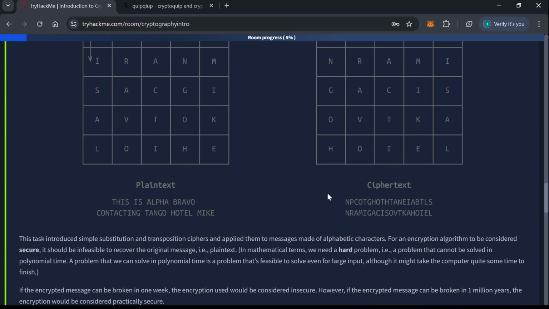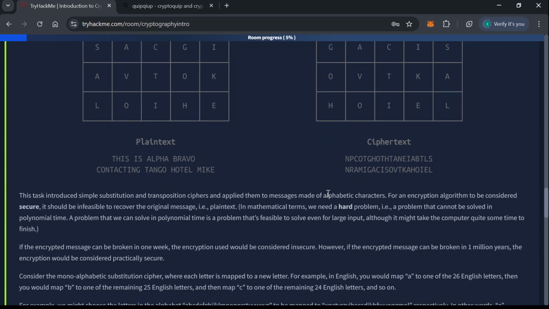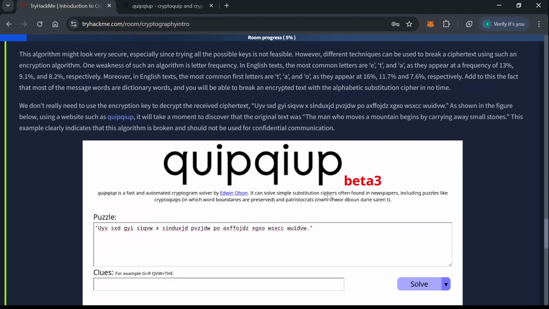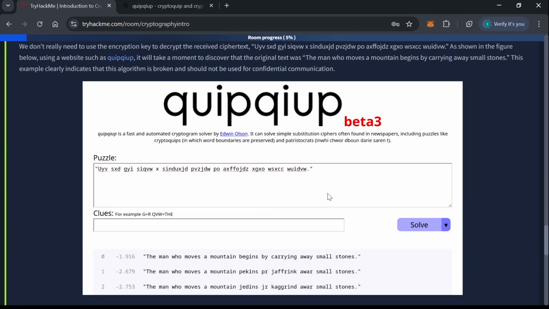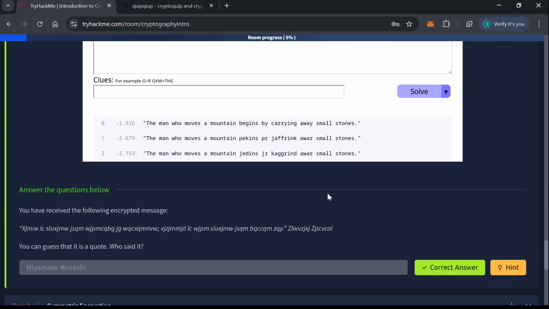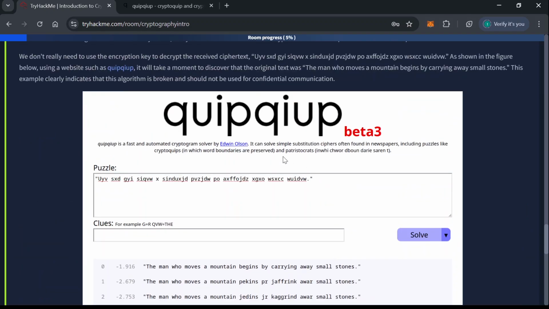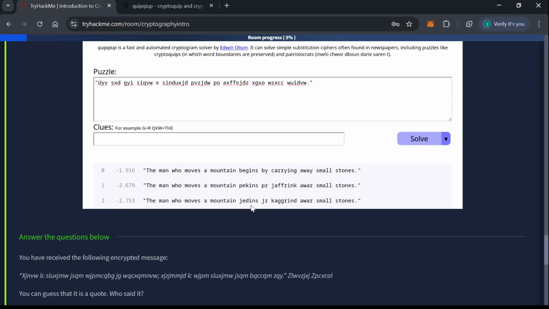Now, these are weak ciphers because it takes a few seconds, maybe minutes, to decipher them, to decrypt them rather, and they are considered insecure. If you need to transfer information that is confidential, these are not the best ways to do it. And we have a tool called QuipQuip, which is an automated cryptogram solver that can easily solve any cryptography puzzle that you find.